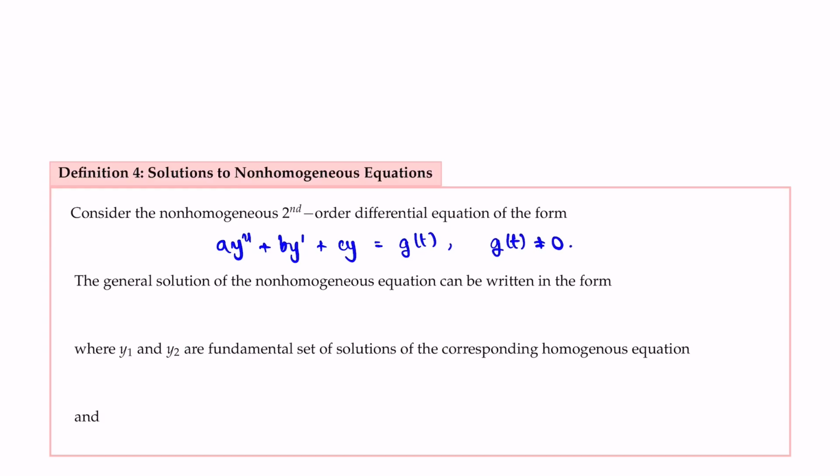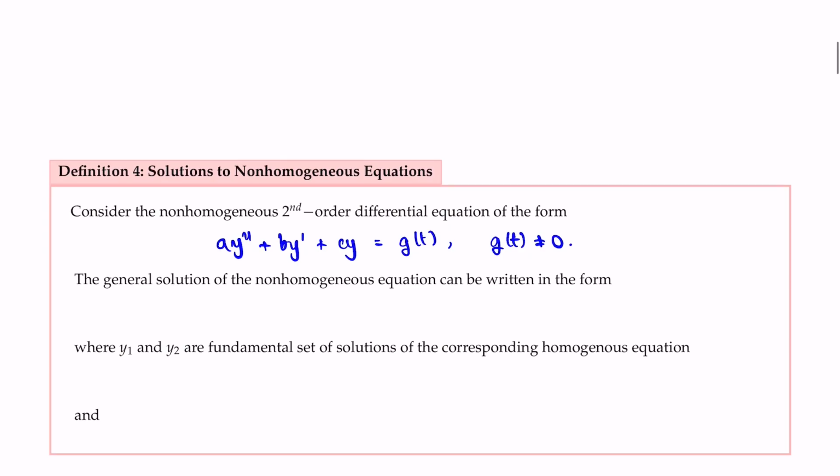The general solution of the non-homogeneous equation can be written in the form y = c1 y1 + c2 y2 + something new here, y sub p, which is called, in this context, a particular solution. This is different from the particular solution when we solve for c1 and c2 using the initial conditions, so please be careful here. There are two solutions added in this general solution. The first part, c1y1 + c2y2, is called the homogeneous solution, and y sub p is called the particular solution.